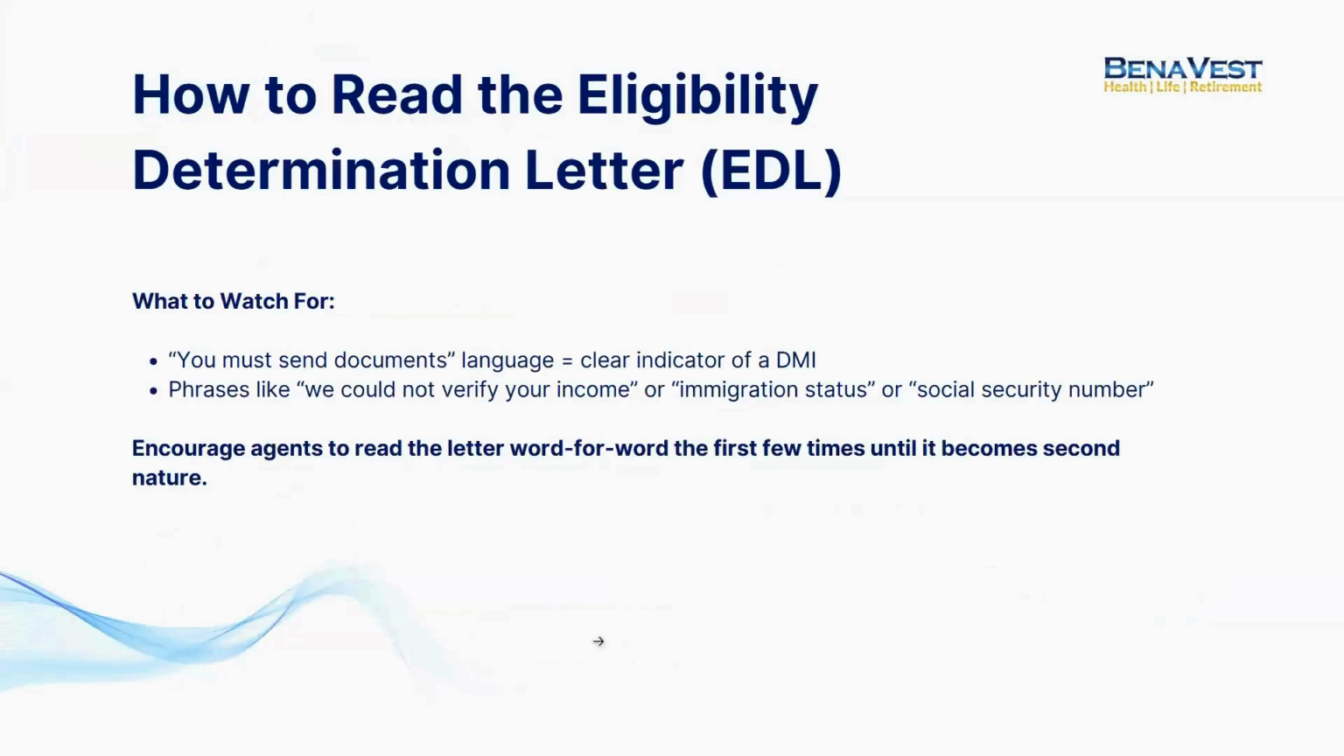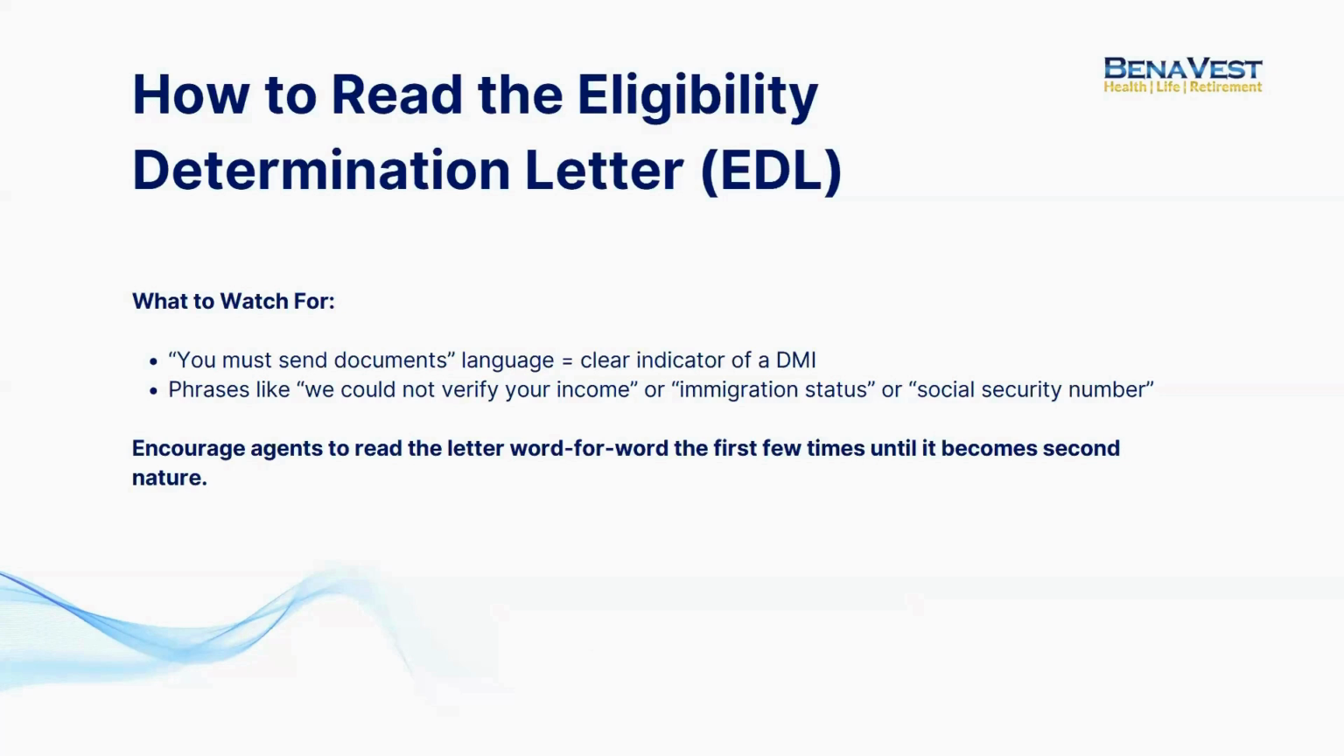Okay, next up here, what you want to watch for on the determination letter is if it says you must send documents, it's a clear indicator of a DMI. Phrases like we cannot verify your income, immigration status, social security number. Make sure that you look over exactly what is being requested. That way you can get that information submitted on that first phone call. Reason I say on that first phone call, I'll go into it here in a little bit.